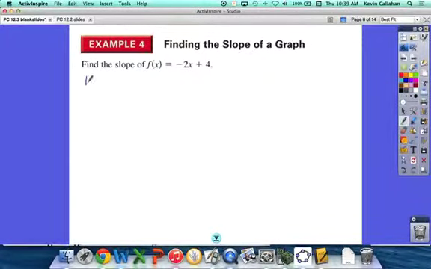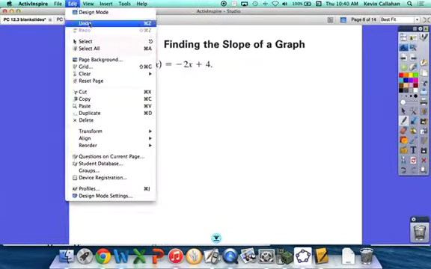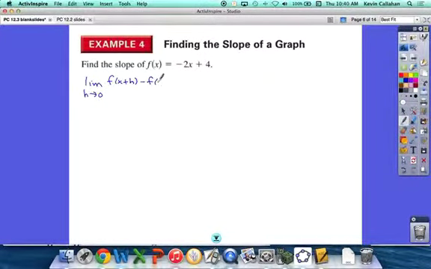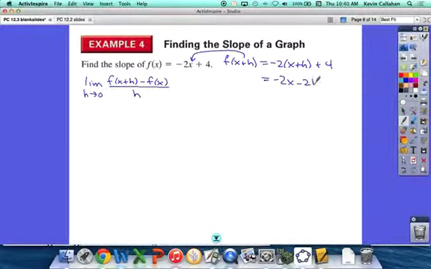So the limit as h approaches 0 of f of x plus h minus f of x divided by h. Okay, we need to know the f of x plus h. And what is that? I'm going to take the x plus h and put it in there. So that's negative 2 times x plus h plus 4, which is negative 2x minus 2h plus 4.